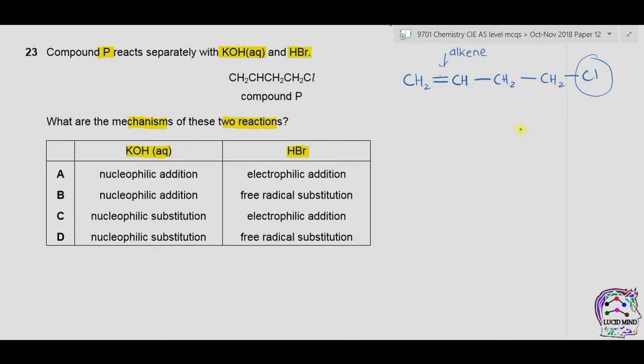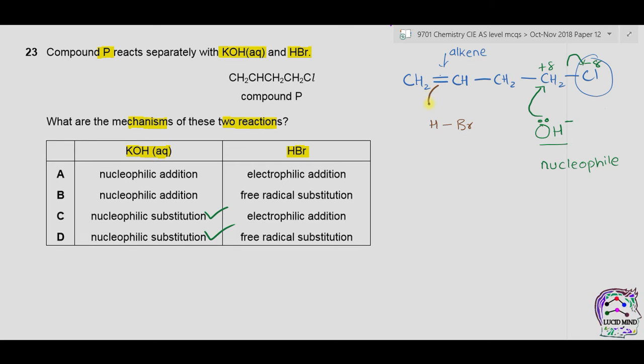Now KOH aqueous, it supplies OH negative, which is a nucleophile, and as chlorine has partial negative charge because it is more electronegative, and carbon has partial positive charge, so this OH will attack this carbon atom and this bond will be broken. So as this OH negative will replace this chlorine, so this is nucleophilic substitution because OH is a nucleophile. So it is substitution.